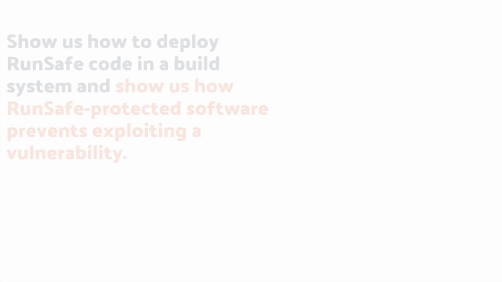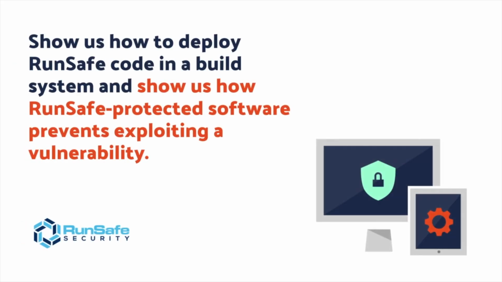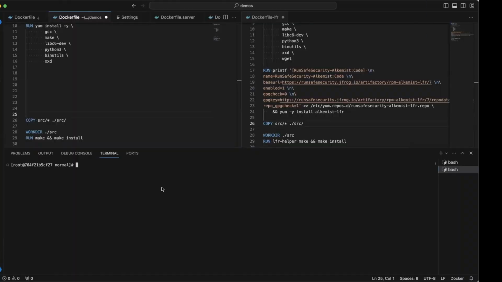Today's question is, Shane, show us how to deploy RunSafe code in a build system and show us how RunSafe protected software prevents exploiting a vulnerability. Yeah, thanks, Alex. What I'm going to show here is two different Docker files. The one on the left is where we're just going to build some software normally, and on the right, we're going to show building it with the RunSafe code protections.